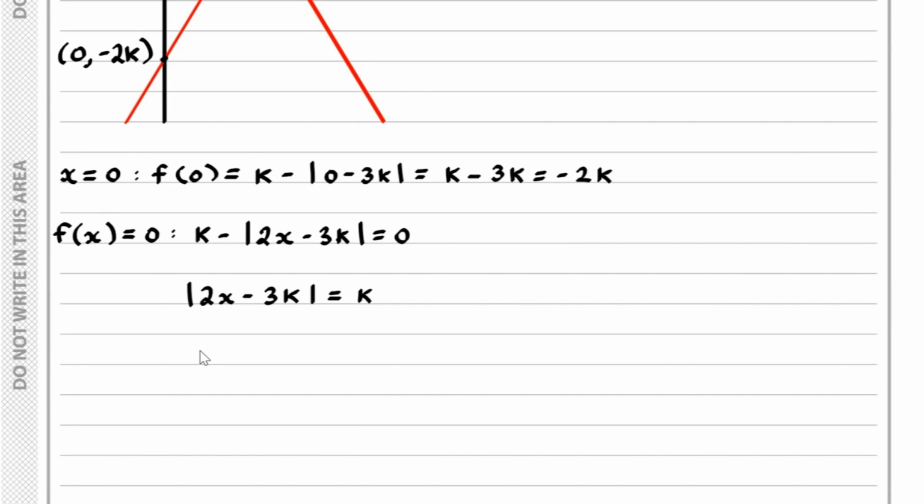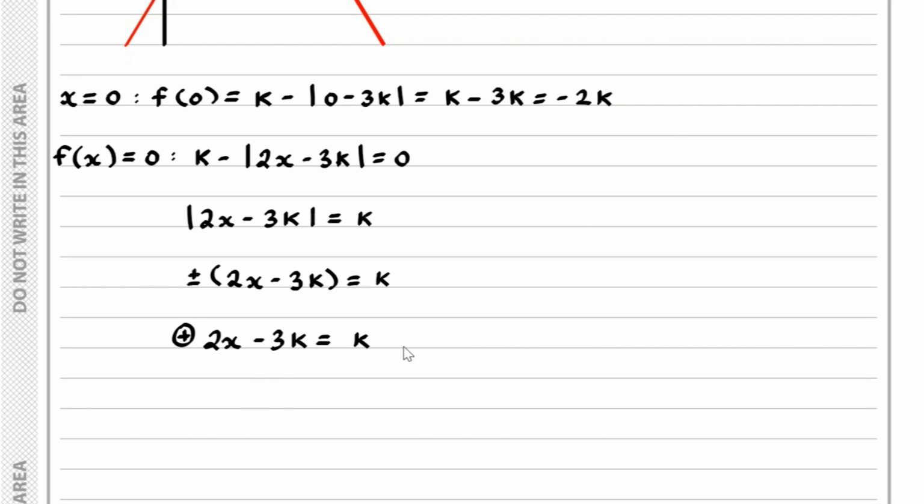Replacing the modulus signs with plus minus, we've got plus minus 2x minus 3k equals k. If I deal with the positive one, 2x minus 3k equals k. So, continuing to solve this, 2x is equal to 4k, x is equal to 2k.